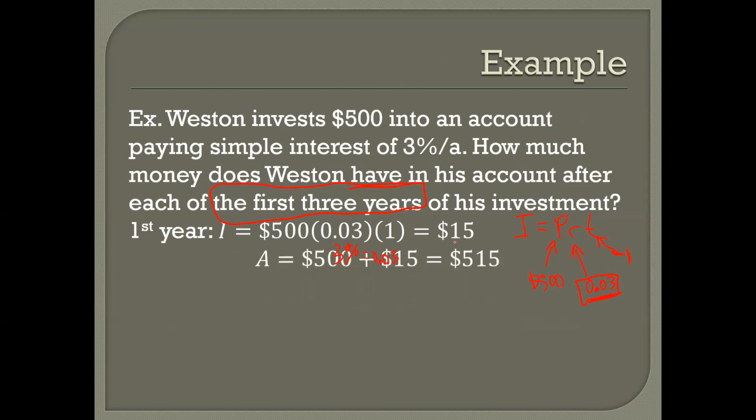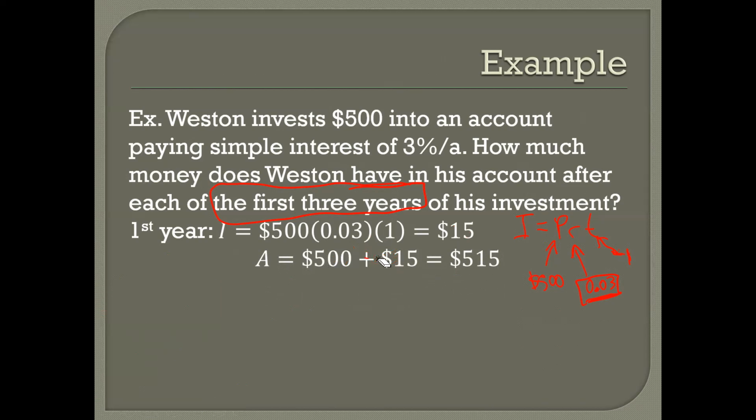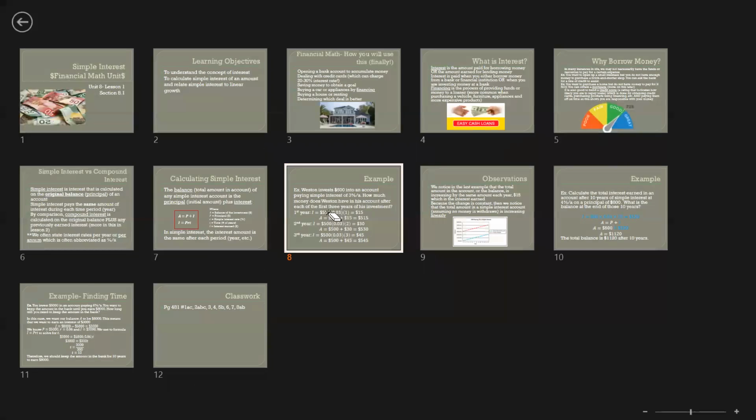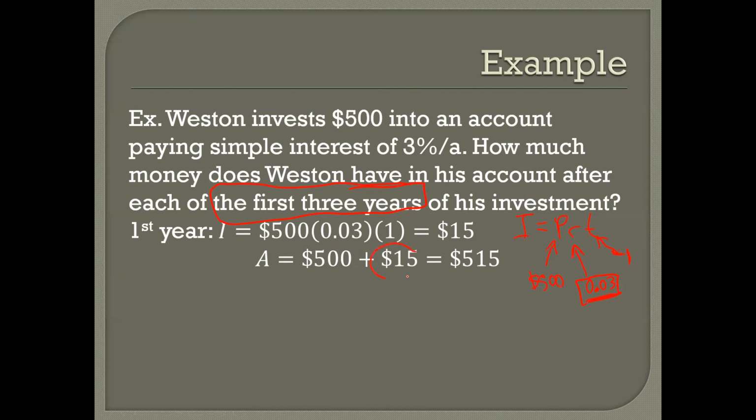So my total amount, now that I figured out how much interest I've earned, I figure out what the total amount is. And of course, the total amount will be hopefully pretty easy to understand. If Weston put in $500 into his account and then he got paid $15 from the bank, kind of like thank you money, basically it's the return he gets for investing his money in the account, he ended up getting $515 at the end of 1 year.